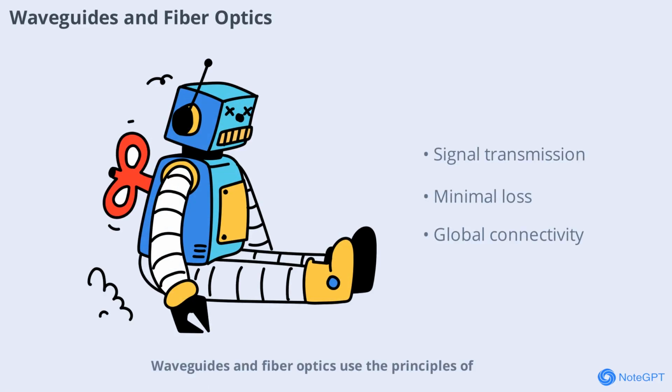Waveguides and fiber optics use the principles of Maxwell's equations to confine and direct electromagnetic waves. By controlling the shape and material of the guide, engineers can transmit signals over long distances with minimal loss. This technology is the backbone of modern communication networks, enabling high-speed internet and global connectivity.